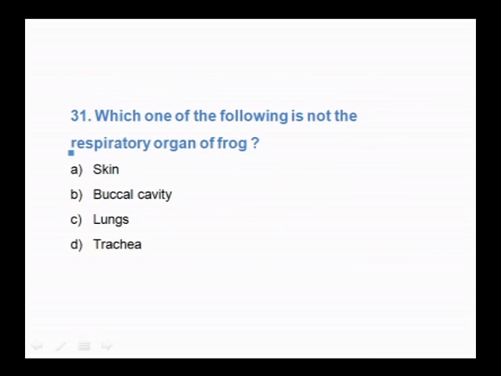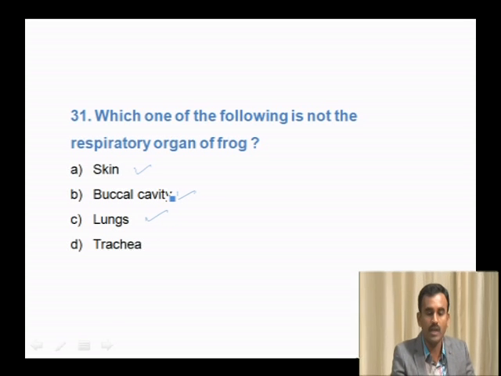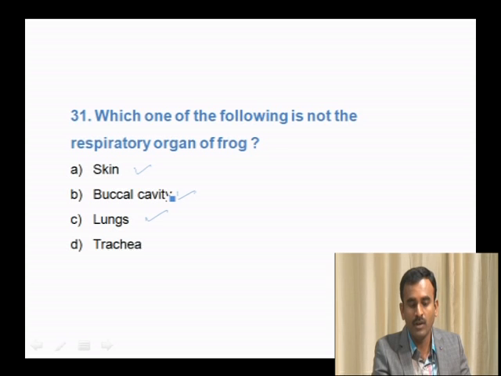Next question. Which one of the following is not a respiratory organ of frog? Skin, buccal cavity, lungs as well as gills are the respiratory organs of frog. In adult frog, respiration takes place through skin, mouth or buccal cavity and also through the lungs. The major respiratory organ in adult frogs is lungs. When the frog is at the larval or tadpole stage, the respiratory organs in the tadpoles are gills.